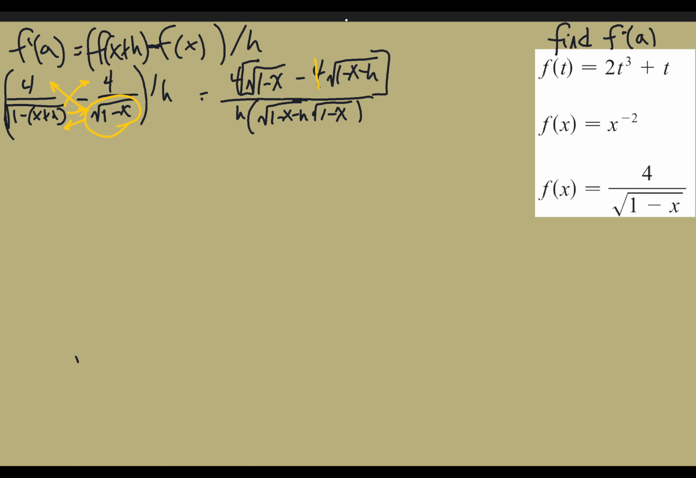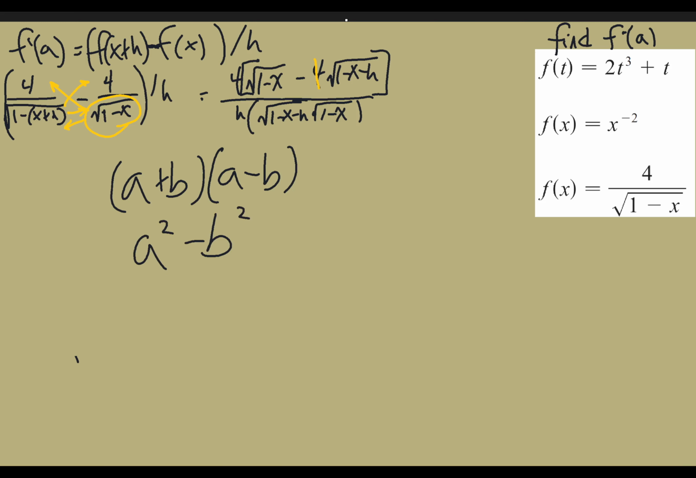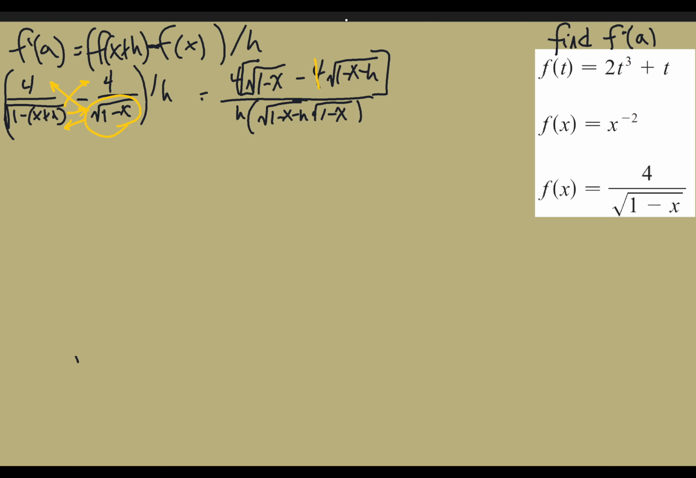It's getting warmer. You may remember from doing our conjugates in the last couple lessons and back in algebra when you're supposed to learn it, that a plus b times a minus b gives you a squared minus b squared with no middle term. That's good to know. So let's take a look at what we can do with that here. We'll put this on top and bottom: rad 1 minus x plus rad 1 minus x minus h, like this.